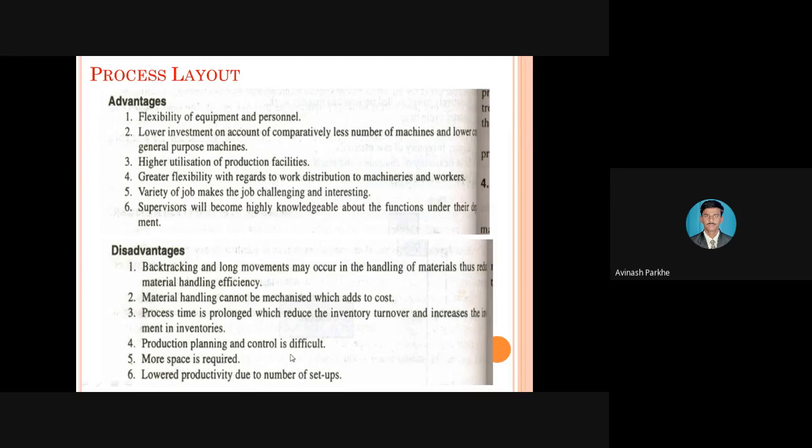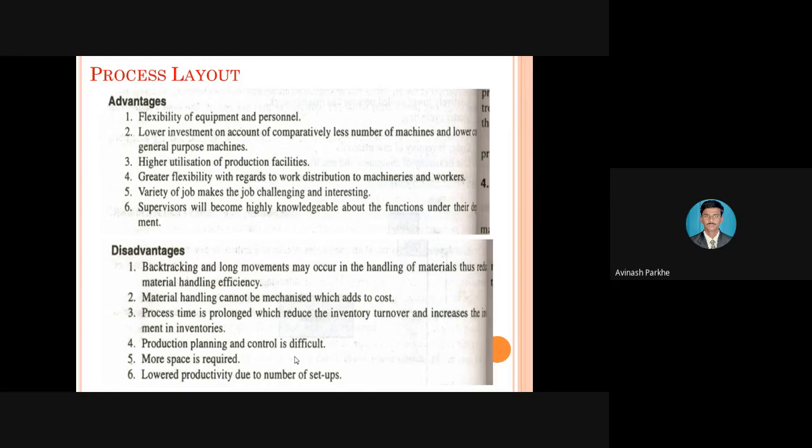Production planning and control is very difficult. Here we are not converting the raw material with proper production planning and control, because we are taking all the 100 components, the total batch, to one compartment, then to the second compartment, then to the third compartment. So in that case, proper production planning does not take place.